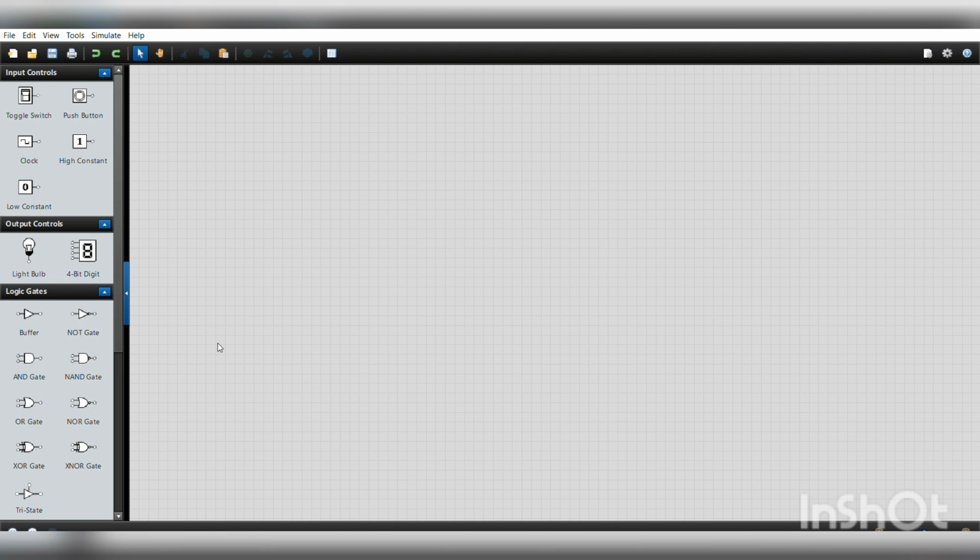Before getting into our experiment, let us see a demo on how to implement circuits using logic.ly. When you open logic.ly, your screen looks like this, and you are provided with the input controls, output controls and various logic gates towards your left hand side. I am taking a toggle switch as the input, for example, and a NOT gate since it's a simpler one. And for output, I'm giving a light bulb. So the connections are made.